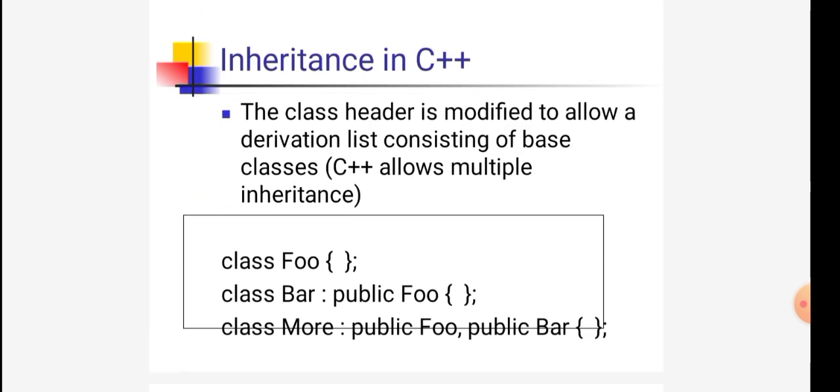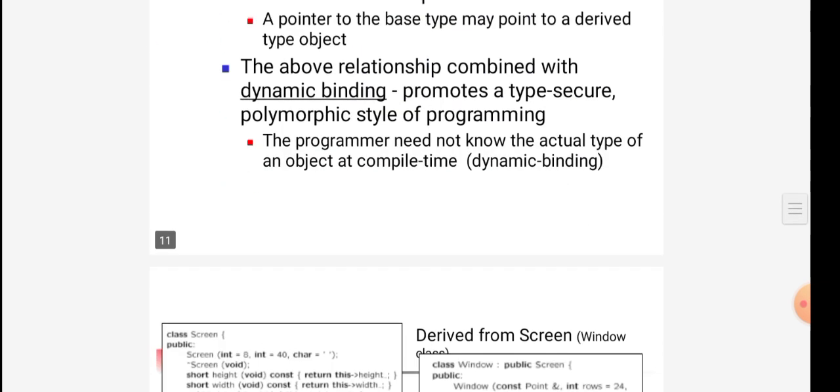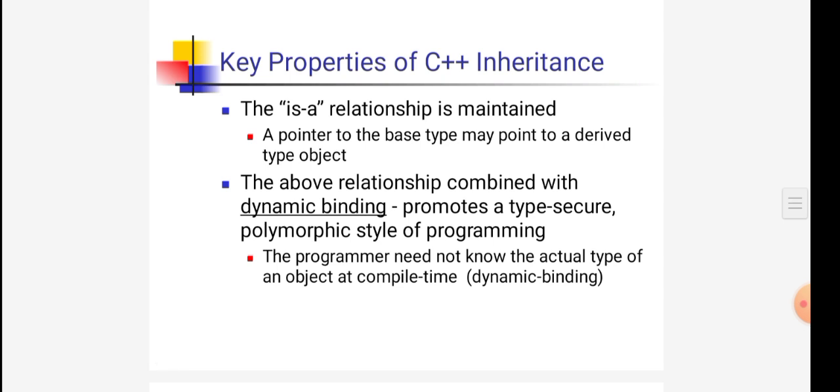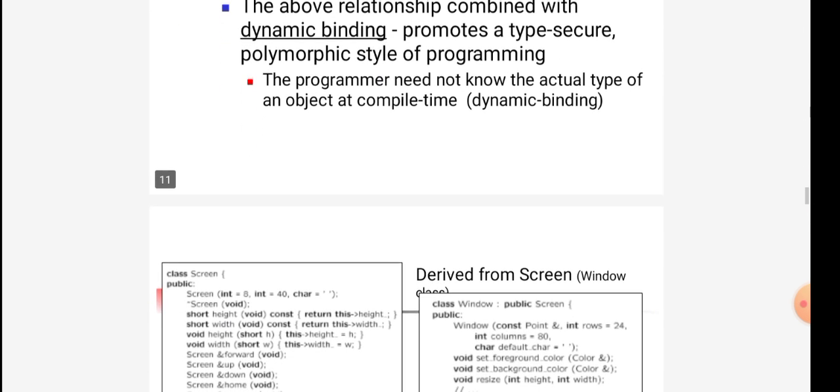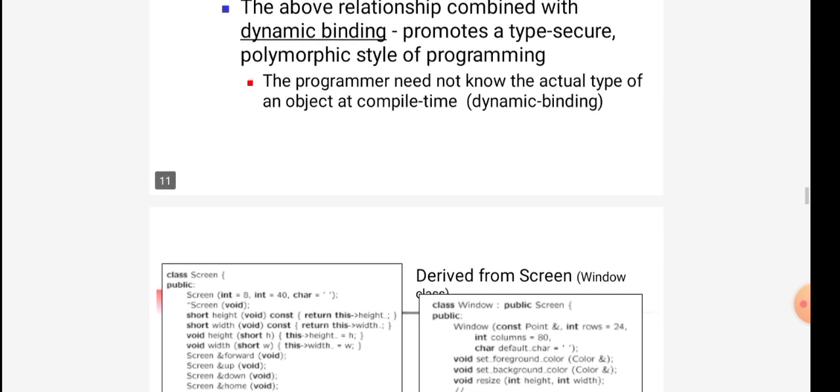Inheritance in C++. The class header is modified to allow a derivations list consisting of base classes. Key properties of C++ inheritance: the "is a" relationship is maintained. A pointer to the base type may point to a derivative type object. This relationship, combined with dynamic binding, promotes a type-secure polymorphic style of programming.